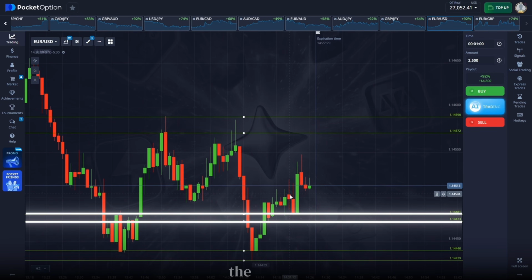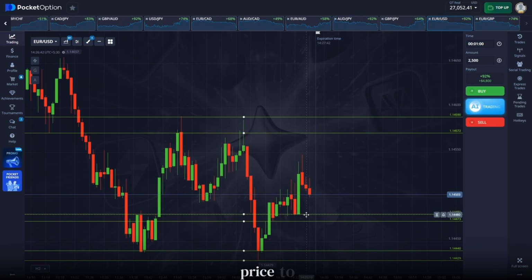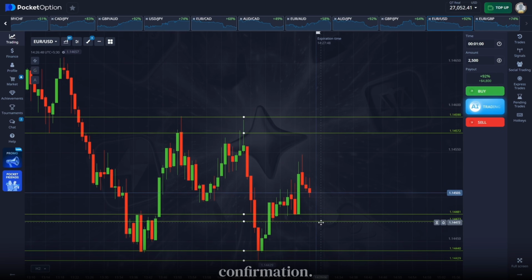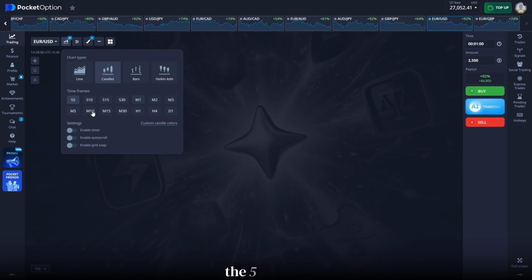I'm not going to use the middle part here for a reversal trade, although price can reverse from this zone. But if I want to take a safer trade, I will use this bottom for my reversal. Let's wait now for the price to retest this zone. Once price reaches this zone, I will take the instant reversal trade with 5-second confirmation. Price approaching the support zone. Let's open the 5-second chart.